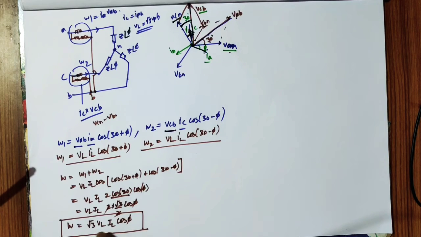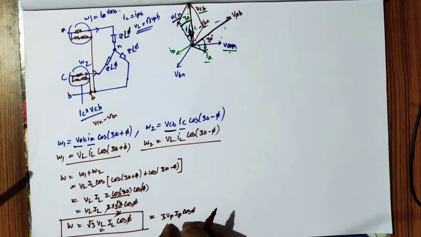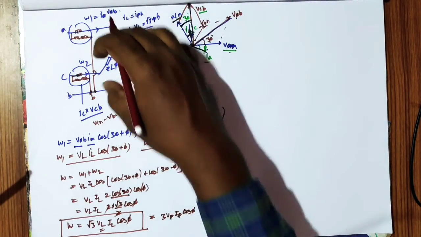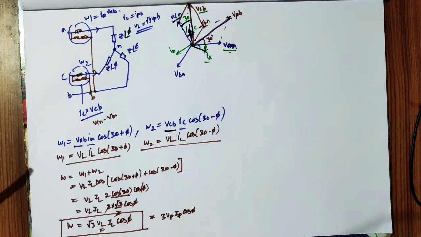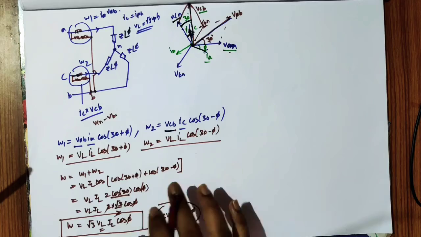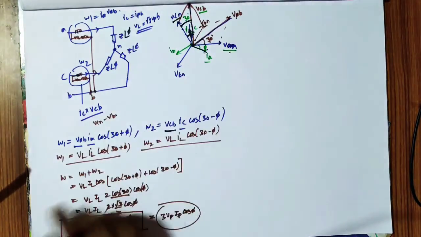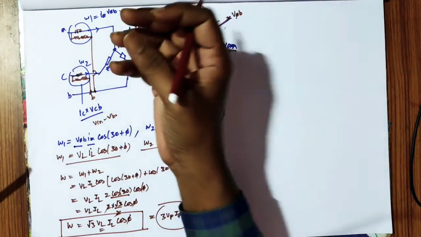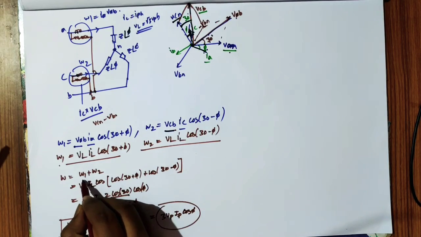If you convert this to phase quantities, you will get 3 V phase I phase cos phi. So the total is the sum of the 3 individual phases. If it is a balanced load, V phase I phase cos phi plus V phase I phase cos phi plus V phase I phase cos phi, the sum of the 3 individual phases, is obtained using a balanced star connection by the two wattmeter method. So this is the sum of W1 and W2.